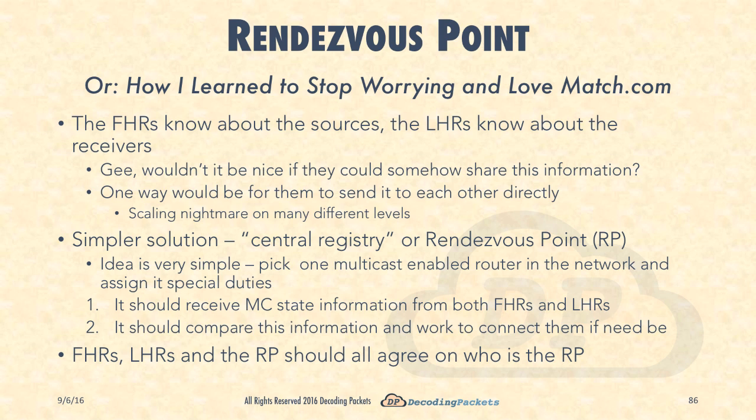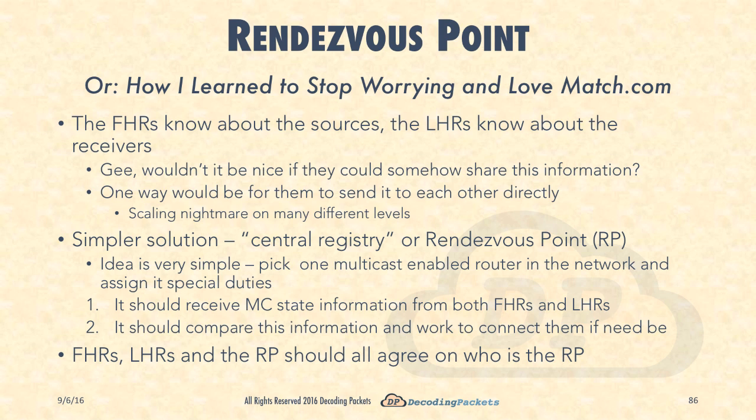So they have these multicast states from the source and the receiver. Now, if they could just somehow share this information, they could start connecting the source to the receiver, which is the end goal for PIM Sparse Mode. One way could have been that they send this state information to each other directly. Either the FHR sends it to the LHR, or the LHR requests it from the FHR, or the LHR pushes it to the FHR. Many different things could have been done there.